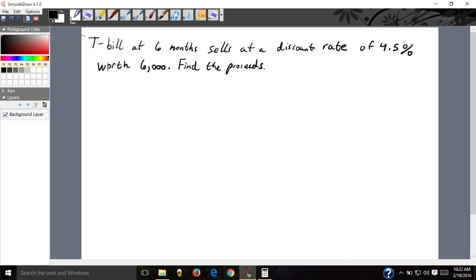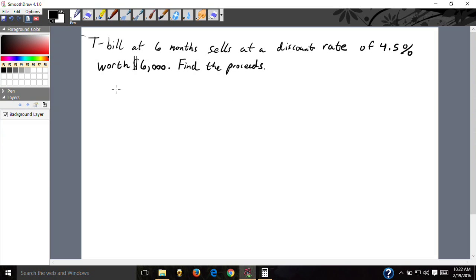So, I have a problem here. A T-bill at 6 months sells at a discount rate of 4.5% worth $6,000. Find the proceeds. Well, one thing that I need to know about simple discount is that the interest is deducted in advance from the loan amount, and the balance is given to the borrower. Thus, the borrower receives the principal less the interest, but must pay back the full principal.